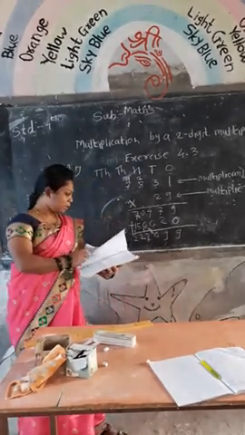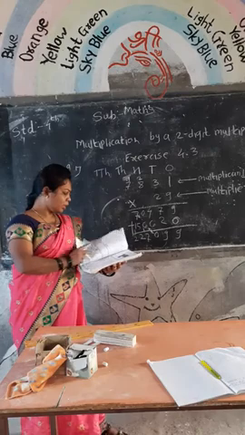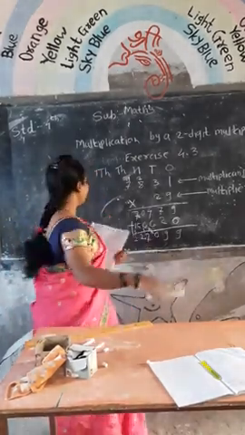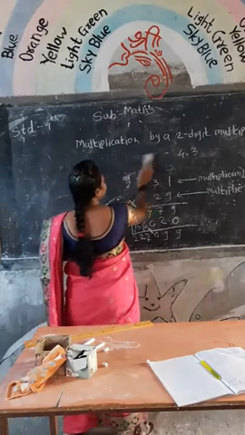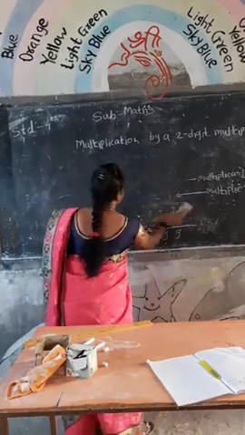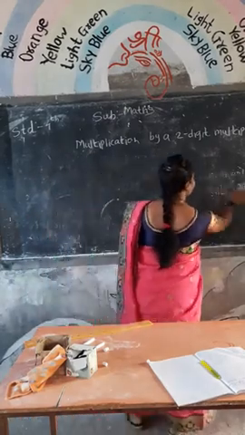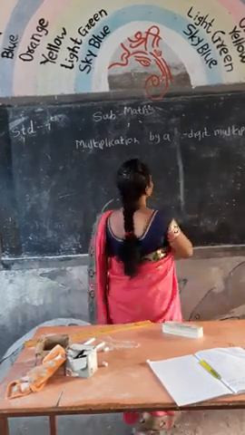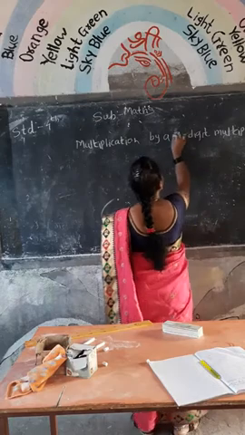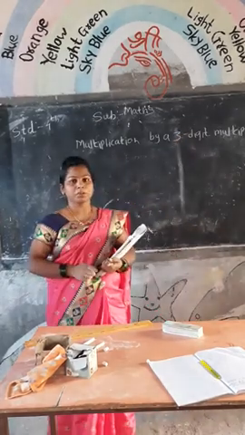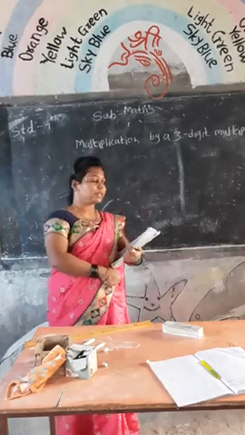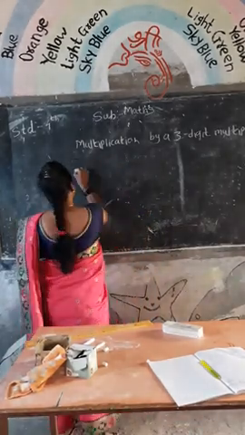Next one is multiplication with a 3-digit number. Multiplication by a 3-digit number. Then we see one example of this type. Example 1.